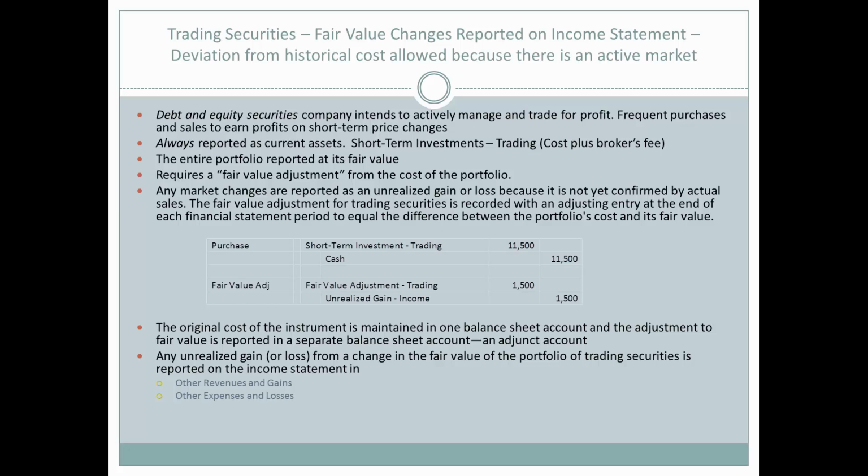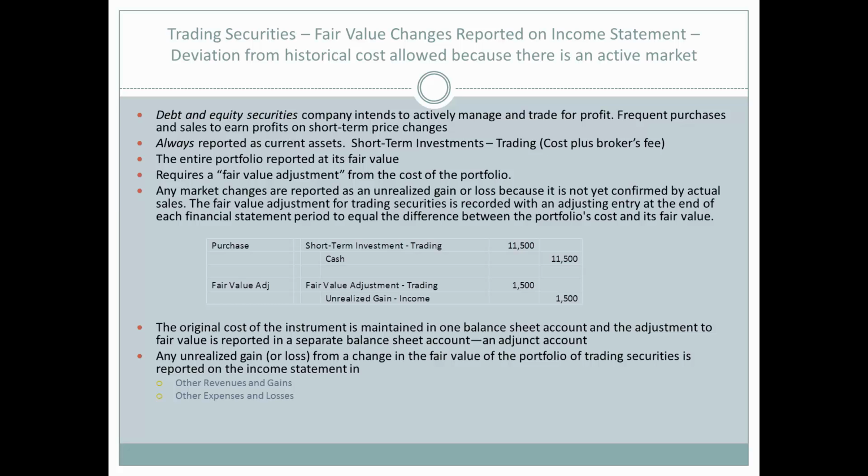And we'll also have an unrealized gain, and we're going to signify that it's going through the income statement by entitling the account unrealized gain income, and that's for $1,500. The original cost of the instrument is maintained in one balance sheet account, so we have short-term investment trading, and the adjustment to fair value is reported in a separate balance sheet account, which is called an adjunct account.